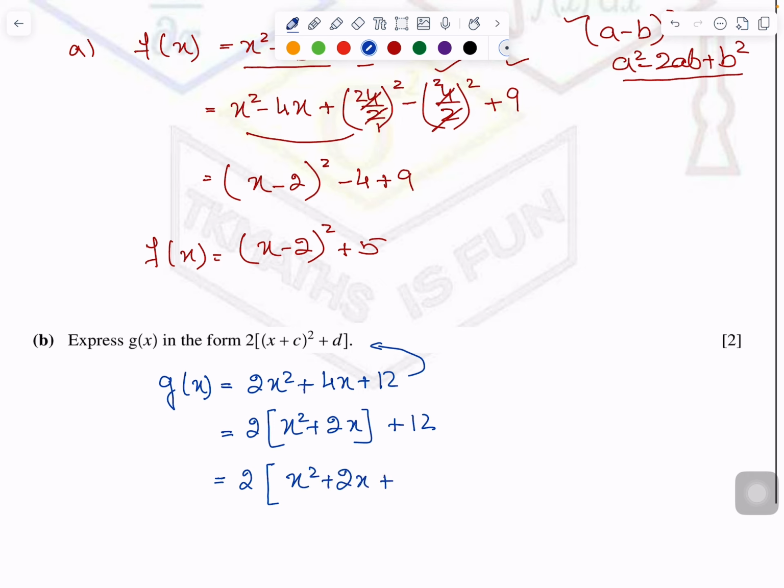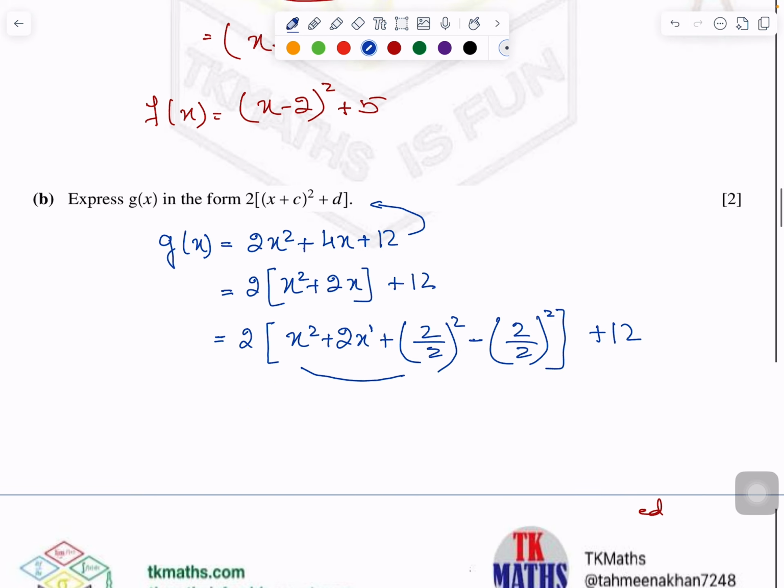So coefficient of x power 1 is 2. We will divide it by 2 because we always divide it by 2. And same term you subtract. So now the first 3 term will become perfect square. So it will become 2 bracket x plus, this is actually 1 square. And this is minus 1 plus 12, right? Now this is in the perfect form now.